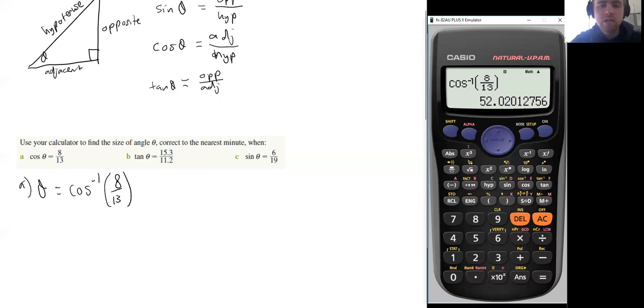But this question says the nearest minute, so to convert from a decimal to minutes, we can click this one here, which has degrees and then the multiple dashes. So just above the ENG and just across from the HYP, we click that and it becomes 52 degrees and 1 minute.